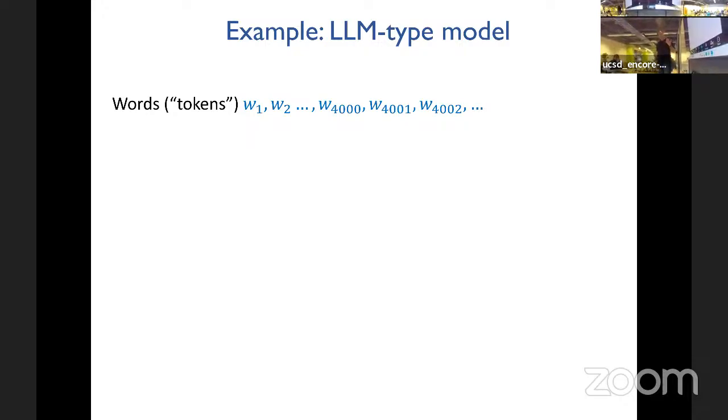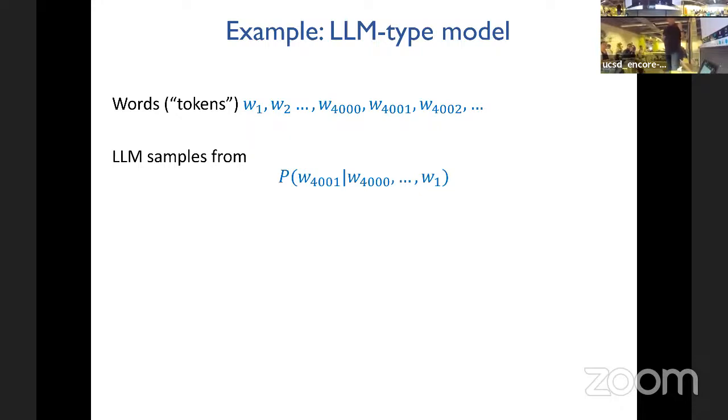Let me start with a very simple example to give an idea of why dimensionality is such a big issue. The example would be an LLM-type model, roughly GPT-3.5 or something like that. You have a sequence of tokens, which you can just think of as words. What the model does, not talking about how it does it, is compute the conditional probability of the next word given the previous 4,000 words. This is known as the context size of 4,000.